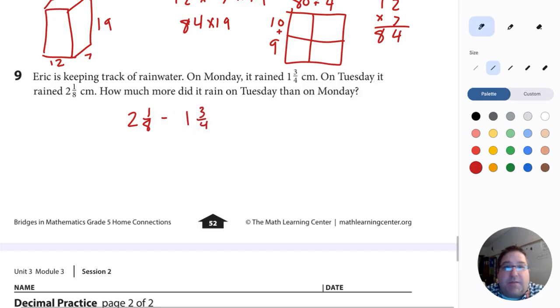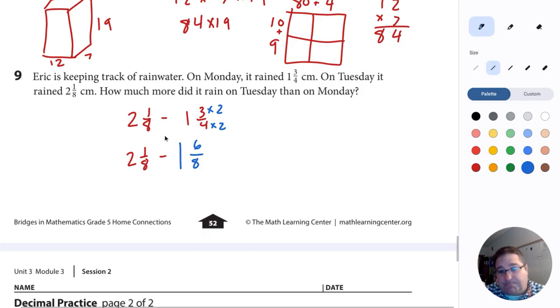Well, part of it is we need to get common denominators, right? So we can keep that 8, so 2 1/8. And then we know, hey, 4 times 2, that's 8. So do the same up top. 3 times 2, that's 6. So we can think about this as 2 1/8 minus 1 6/8. So we got 1/8 minus 6/8.